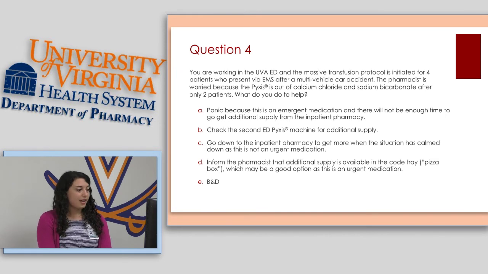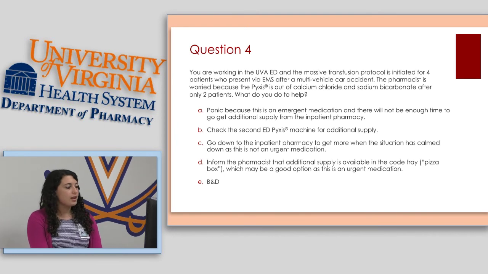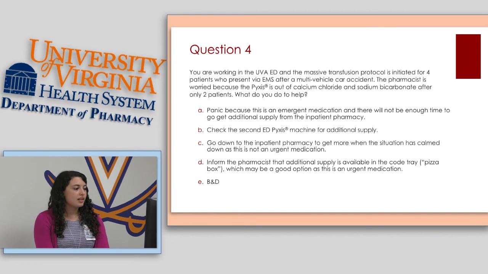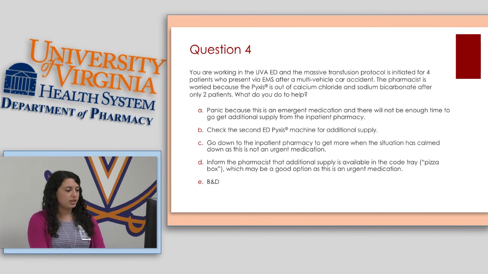So A, panic because this is an emergent medication and there won't be enough time to go downstairs to get additional supply from the inpatient pharmacy. B, check if the second ED Pyxis machine has an additional supply. C, go down to the inpatient pharmacy to get more when the situation has calmed down because this medication is not urgent. Or D, to inform the pharmacist that additional supply is available in the code tray, which may be a good option because this is an urgent medication. Or the last answer, E, is it B and D?